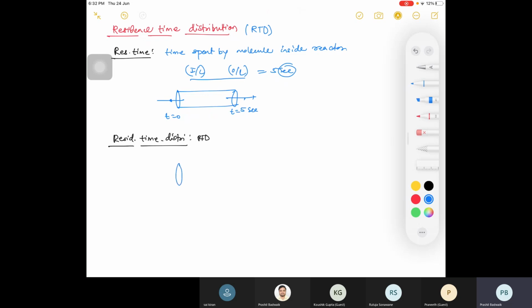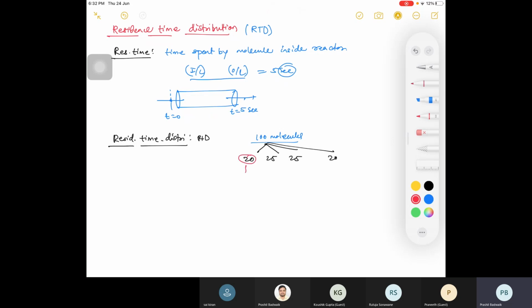This is your PFR, or I drew it earlier. These are your molecules which are entering. Suppose there are total 100 molecules, out of which all molecules may have the same residence time, or may have different. So there, 20 molecules, 25 molecules, 25 molecules and then 20 molecules.